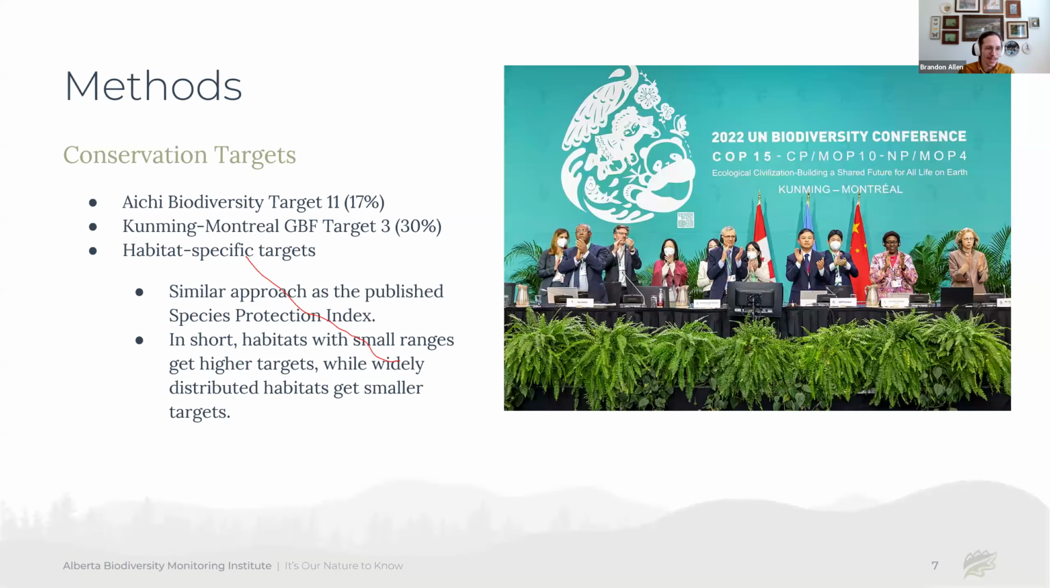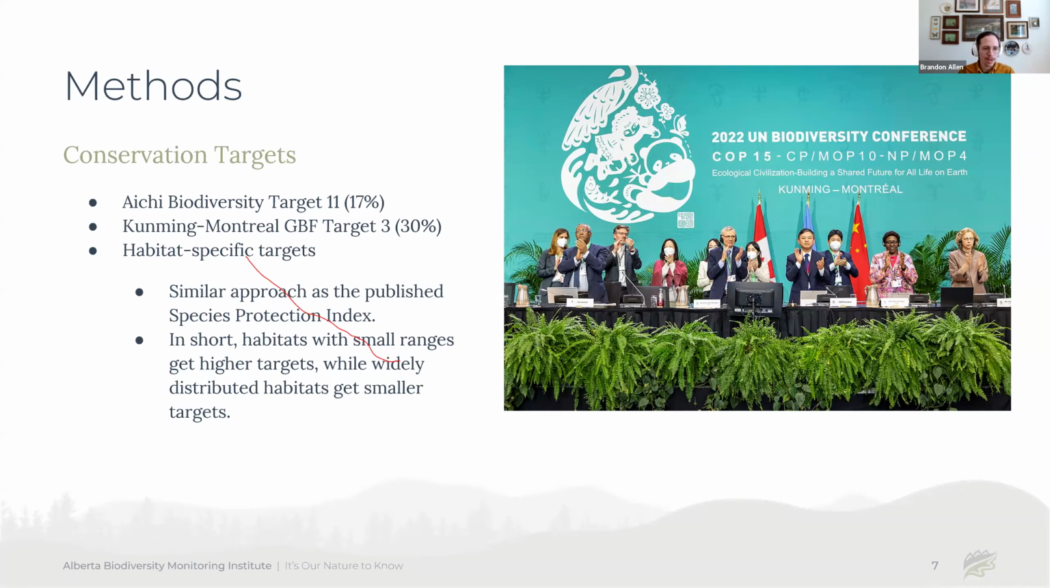So we first went with the Aichi Biodiversity Target 11. This is one of the first international targets in recent memory. The goal was to conserve 17% of habitats, or the land in general. It didn't make a distinction between terrestrial and marine habitats. This then eventually turned into the 30 by 30 target, so conserving 30% of terrestrial and 30% of marine habitats.